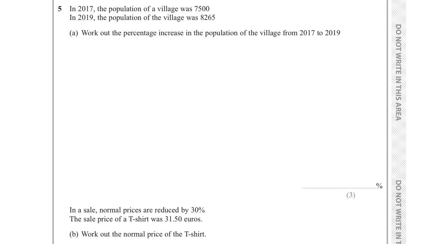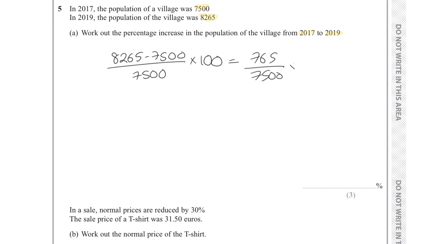Okay, another percentages question here where we want the percentage increase. So we're looking from 2017 to 2019 where we've got a difference here. So your percentage increase is your change. So the difference in the two values divided by your original amount multiplied by 100. This will give you your percentage increase. So 765 divided by 7,400 to give you a percentage of 10.2%.